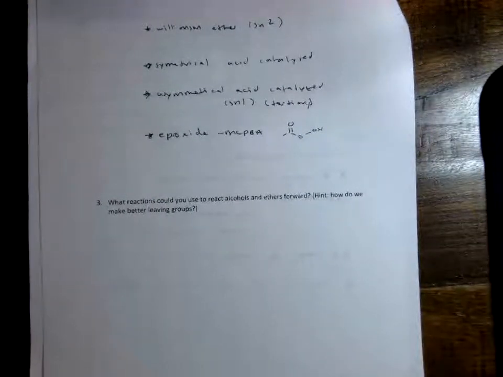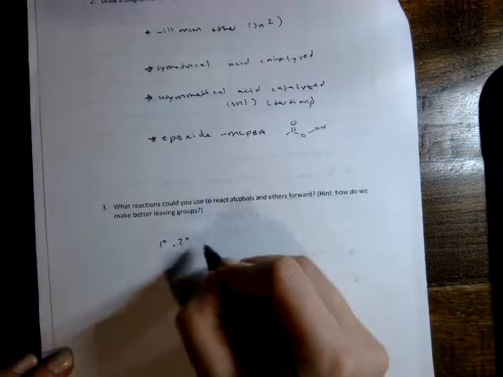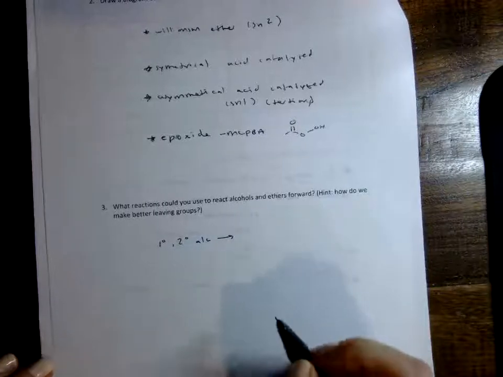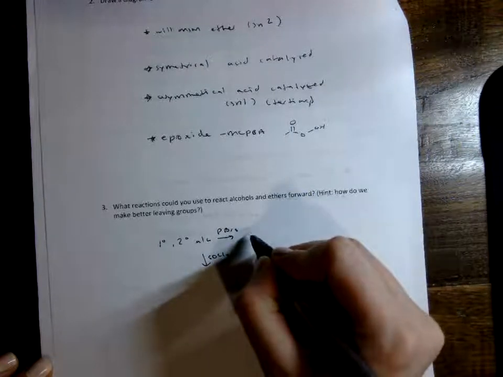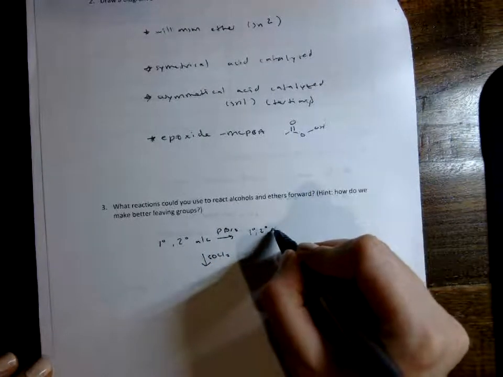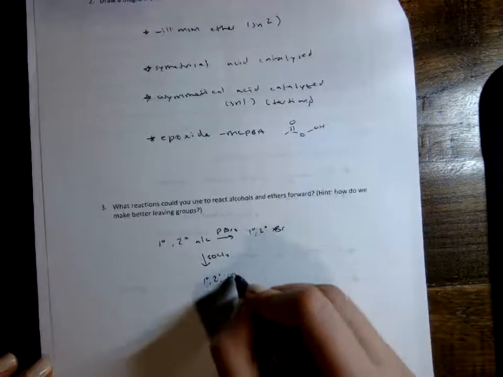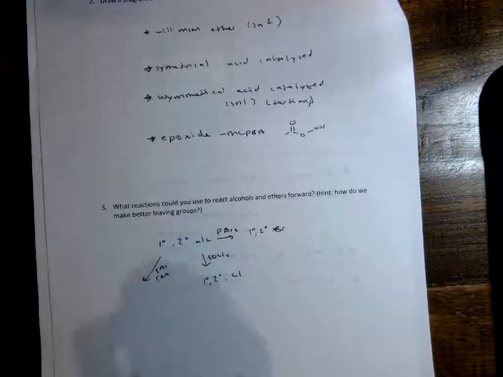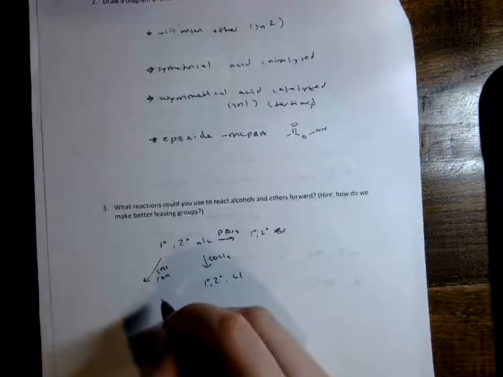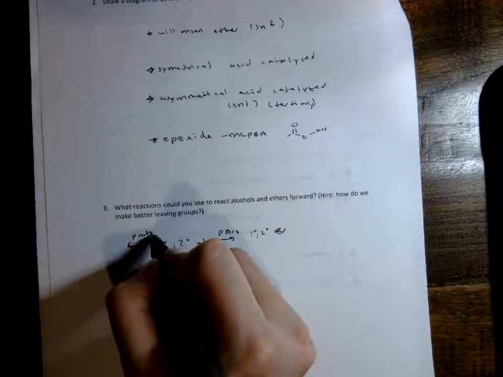And then what reactions could you use to react alcohols and ethers forward? Some big ones, if you have a primary or secondary alcohol, you can use PBr3 to make it into a better leaving group. That makes it into a primary or secondary alkyl halide, specifically bromine. You can use SOCl2, same thing here, primary or secondary alkyl chloride. You can use an SN1 reaction, and that's really with primary, secondary, tertiary alcohols. You can do that as the nucleophile. And you can protonate it to make it a better leaving group.